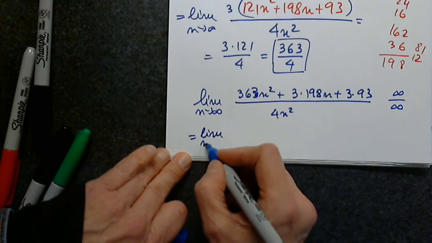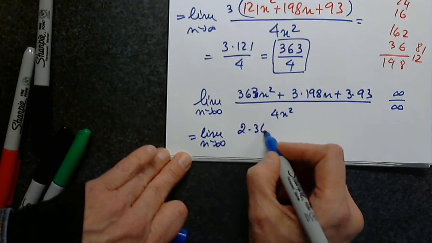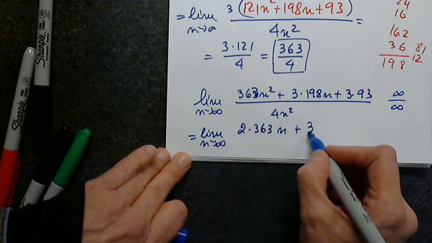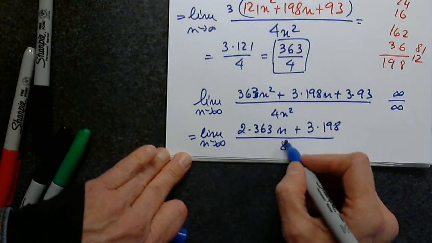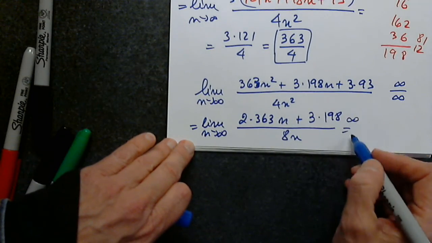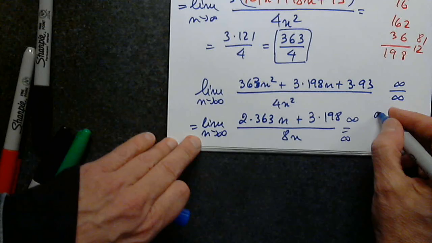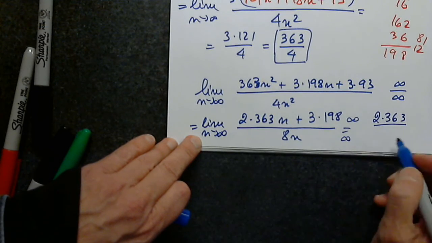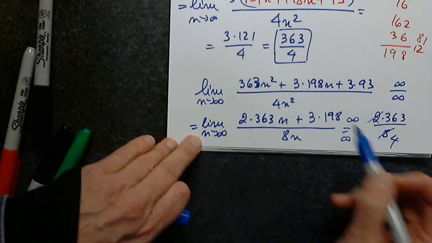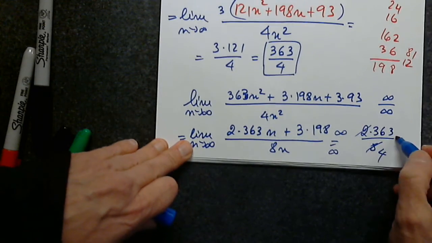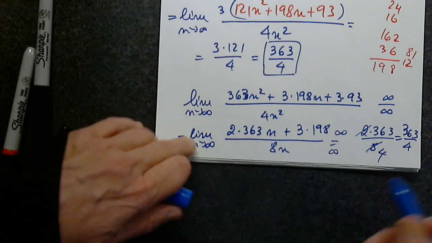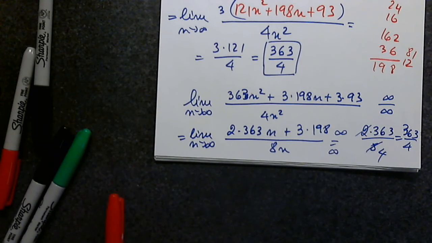So this is the limit as n approaches infinity of 2 times 363 times n plus 3 times 198, divided by 8n. It's again infinity over infinity. I differentiate the top and I get 2 times 363 over 8. And I simplify and I get that. So 363 over 4. Or we remember from pre-calculus, same degree over same degree, as x approaches infinity, or n in this case approaches infinity, the horizontal asymptote is 363 over 4. One or the other.